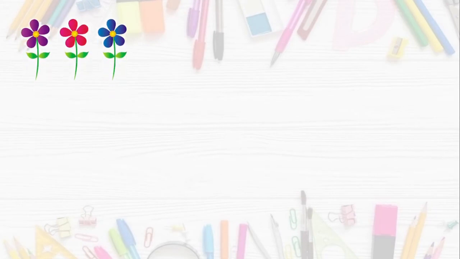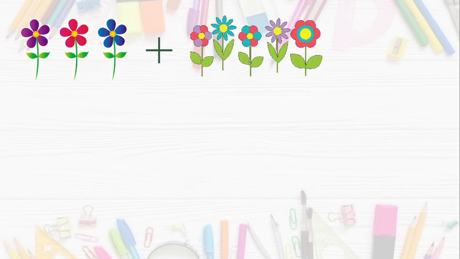Yes, here we can see flowers plus some more flowers. How many flowers are there in the first bunch? 1, 2 and 3. I will write here 3. Okay, this plus here, and here 1, 2, 3, 4 and 5. I will write 5 here. Okay. Now all together how many flowers are there? 1, 2, 3, 4, 5, 6, 7, 8. Or 3 plus 5 is equal to 8. You know this, correct? Okay.